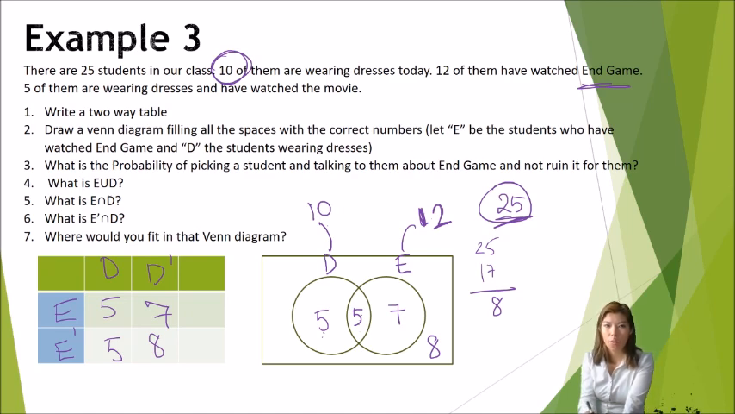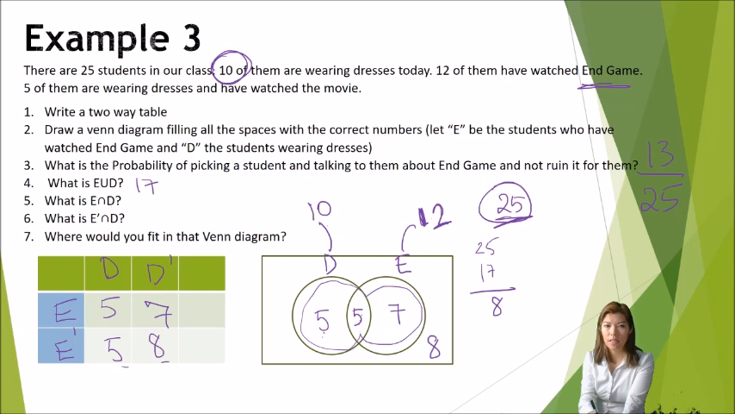Done. What is the probability of picking a student and talking to them about Endgame and not ruining it for them? If I don't want to ruin the movie for them, that means they haven't seen it. So not E. So 5 plus 8, which is 13 out of the 25 students. What is E union D? So everything that is in E and in D, that is 17. Now take note that it's not the probabilities this time, we're just asking what is that value.